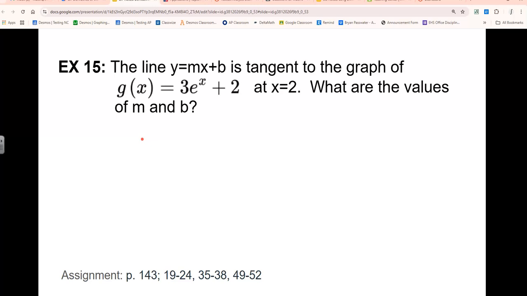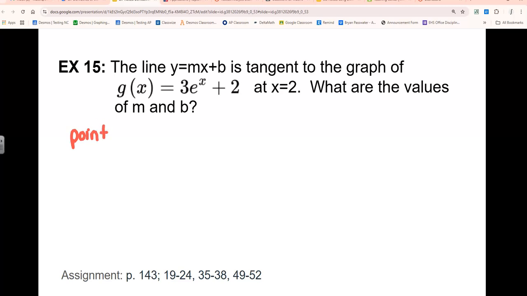The line y equals mx plus b is tangent to the graph of g of x equals 3e to the x plus 2 at x equals 2. What are the values of m and b? So this is another one that is going to make you do y equals mx plus b form, but we're still just doing the same thing we did on the last problem, right? So we need a point for the tangent line.